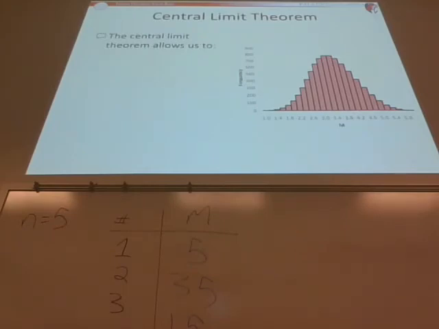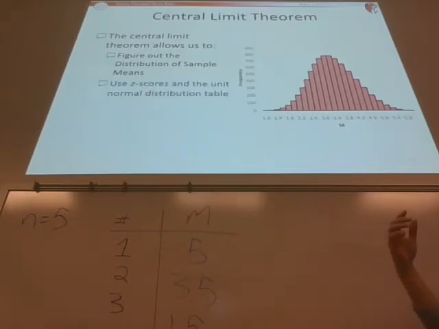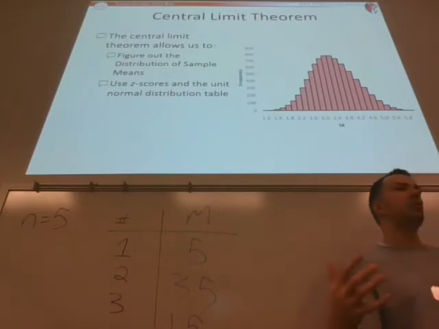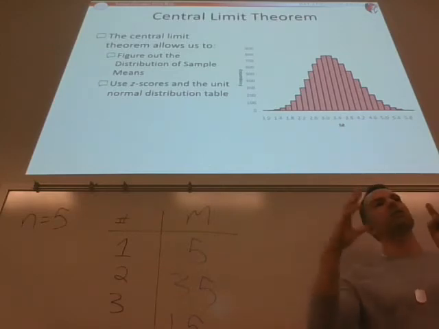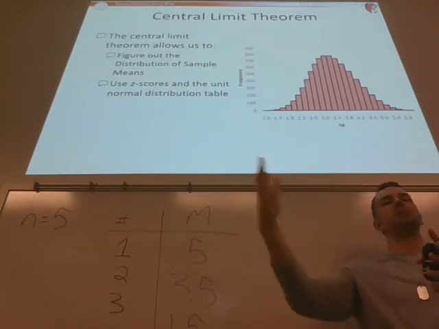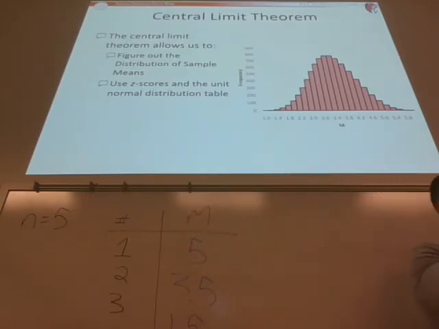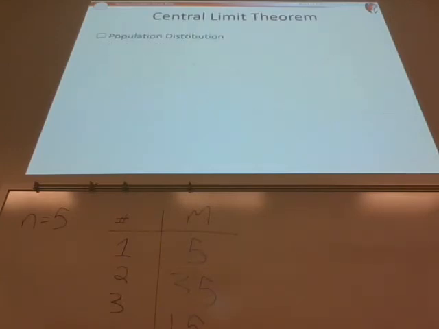So, to wrap this up today, the central limit theorem is what allows us to figure out the distribution of sample means. It's what allows us to go to the unit normal distribution table and use those z-scores. It's basically what allows us to do psychology. And as we're going to see, it's the backbone of being able to make those intelligent generalizations from a sample to a population.